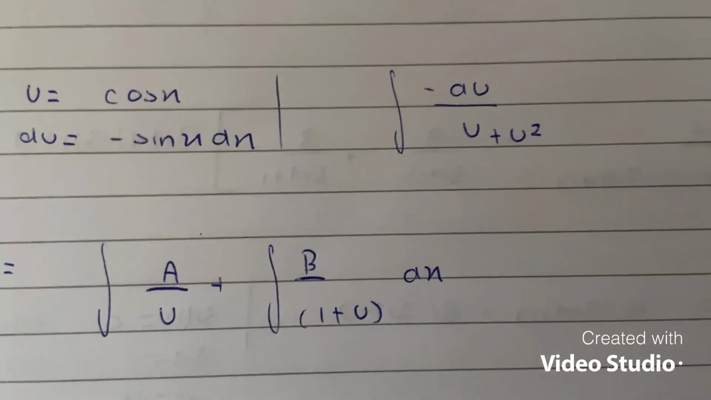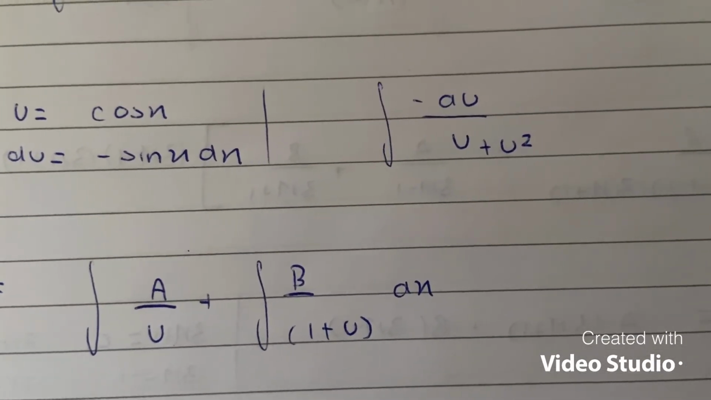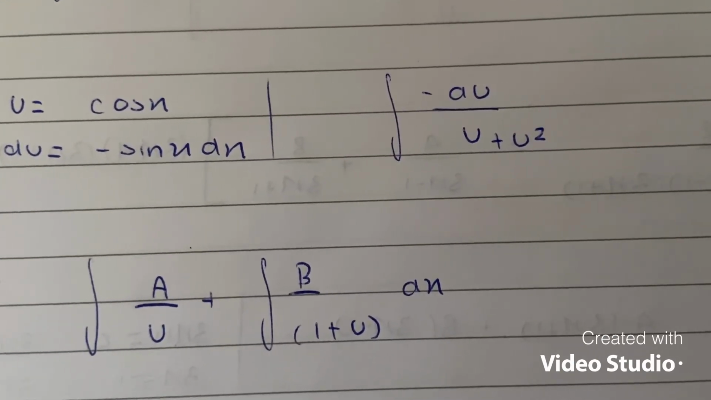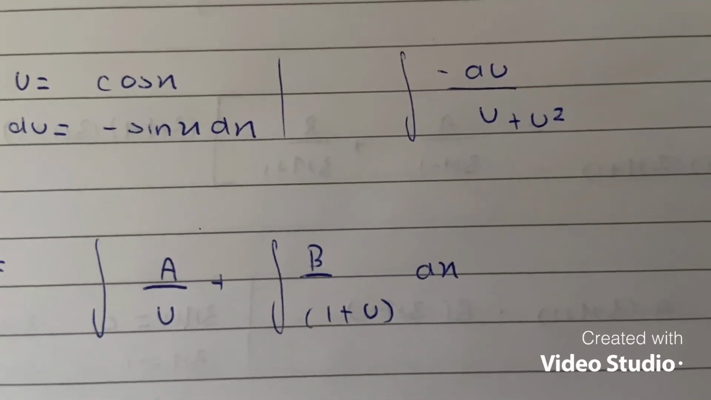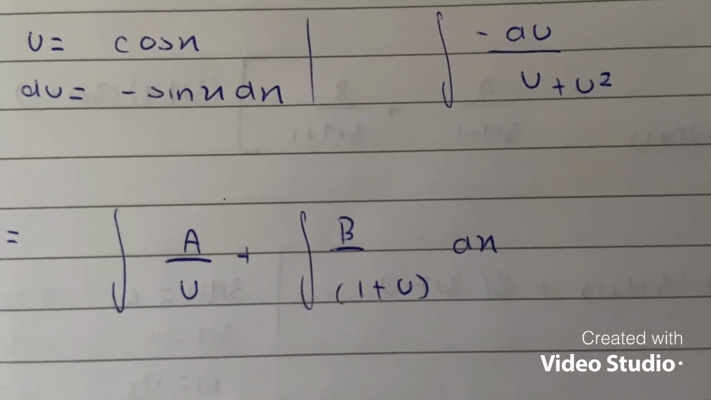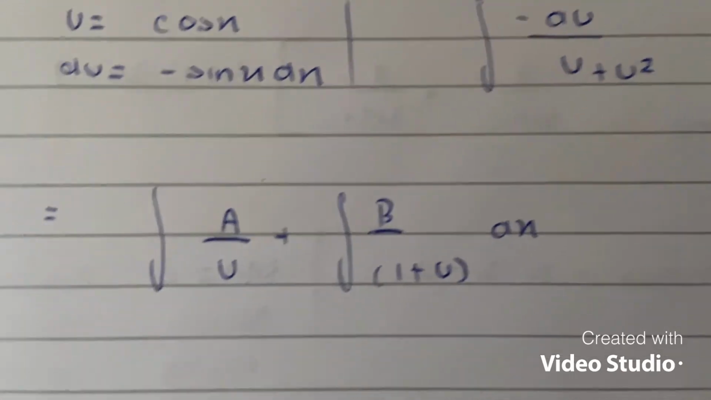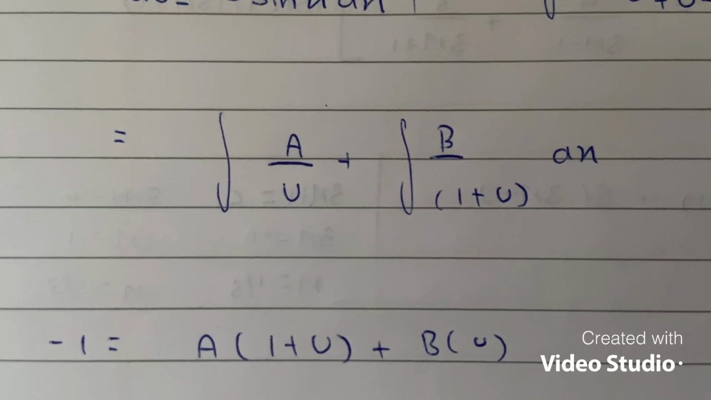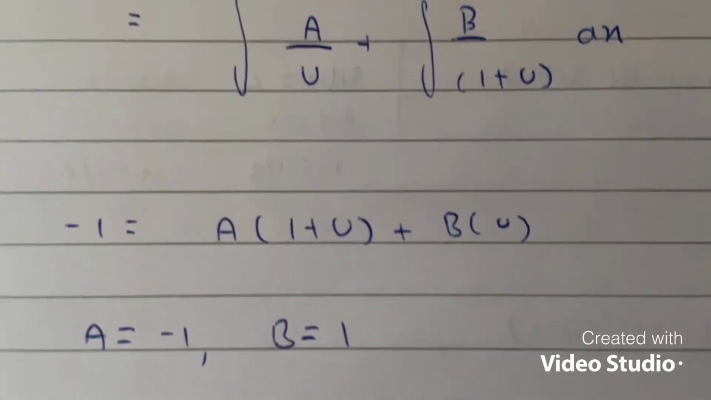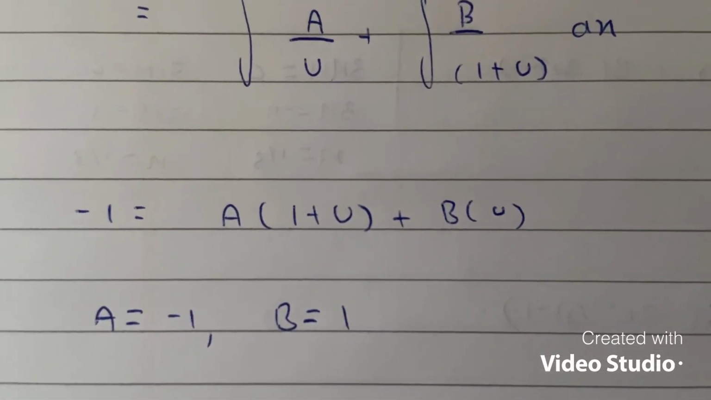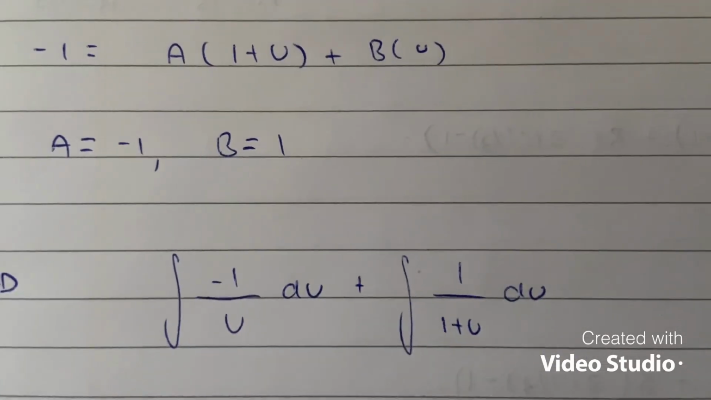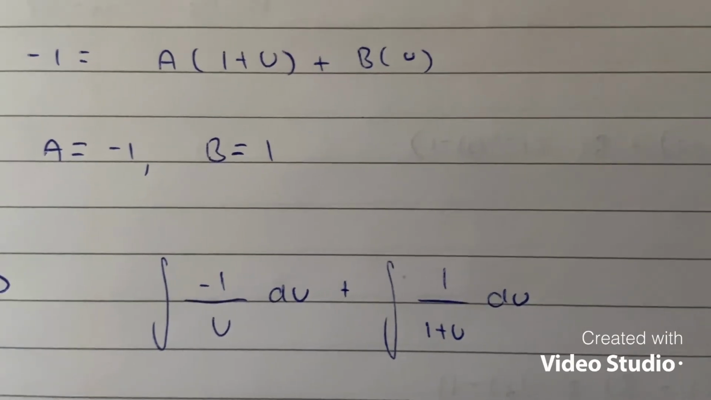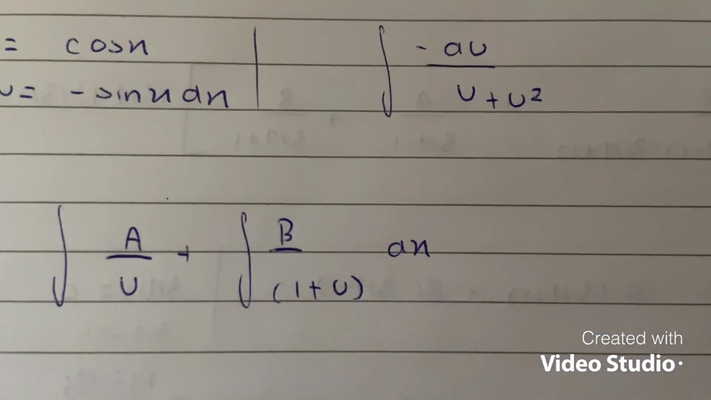Now, once you do that, you find your denominator. So you find your two terms, and that is u times (1 plus u). Then you're going to split it like I did here. And now you're going to find your a and b. Once you find your a and b, I'm just skipping steps here because the video is already long. So I find negative 1 and 1. Then you're going to substitute negative 1 and 1 into your equation from here.